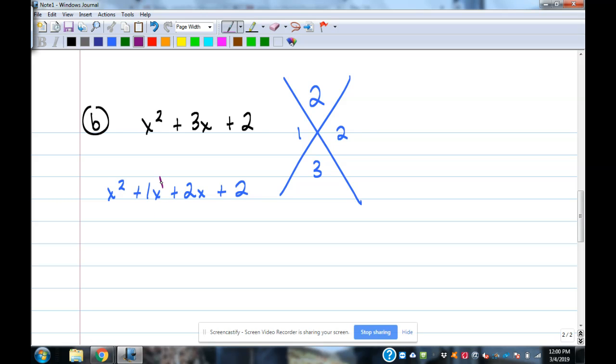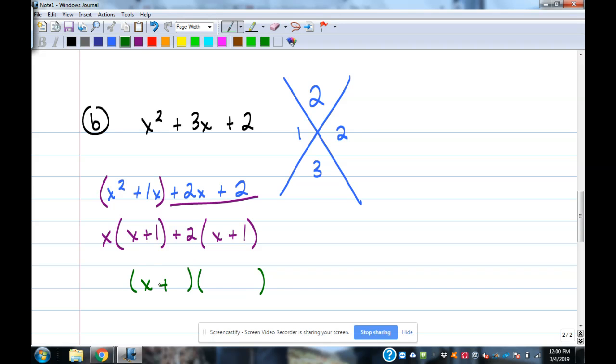All right. So first half, what's the GCF of those two? 1x, yeah. And that leaves what in parentheses? x plus 1. Good job, Aubrey. Second half, positive 2, using x plus 1 in parentheses there. Final factored form: x plus 1 and an x plus 2. Not hard. Just got to take the time to do it.